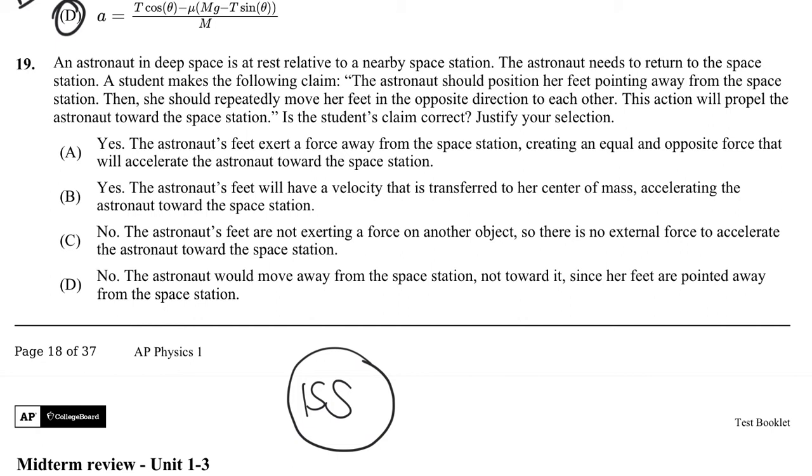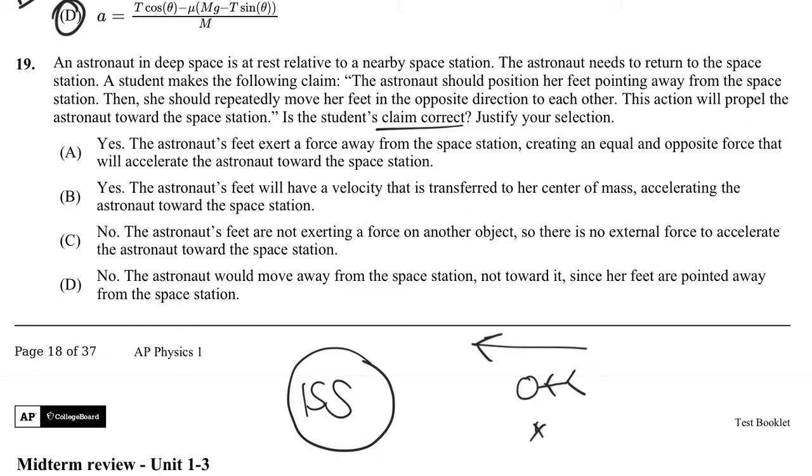Okay, side comment. This action will propel the astronaut towards the space station. Oh, I drew my little figure the opposite direction. Okay, so she should propel, and then she will propel towards the International Space Station. Is the student correct?